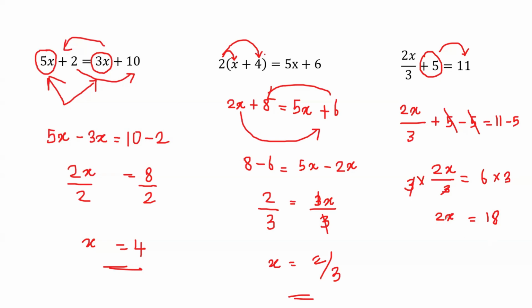Now 2 and x are multiplying, so you divide by 2 so that x will be isolated. Divide by 2, so x remains. These two are getting cancelled. 18 divided by 2 is 9. So the answer for x is 9. That's how we have to do it when there is a multi-step equation. I hope you all got it. Thanks for watching.